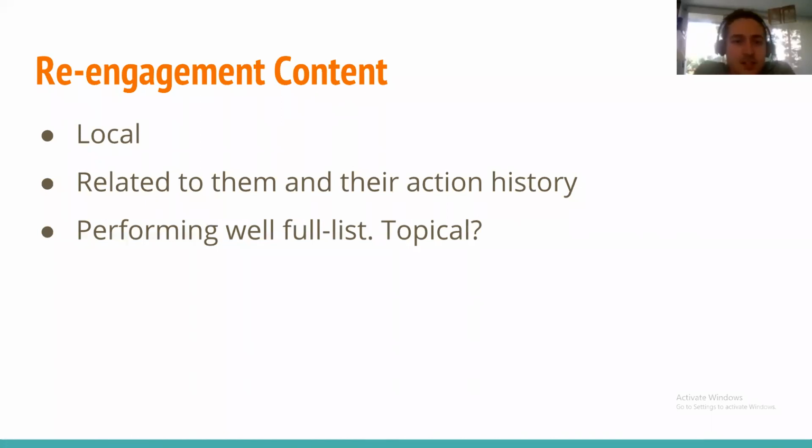And related to that, thinking about their action history. So if they joined on a particular campaign about net neutrality, for example, and then they haven't received anything on that for a while, then maybe you don't send them emails for a little while, but then the next big net neutrality thing that comes up, they get that email. Again, it's relevant to them, their action history, their association with the organization, and that could also work well.